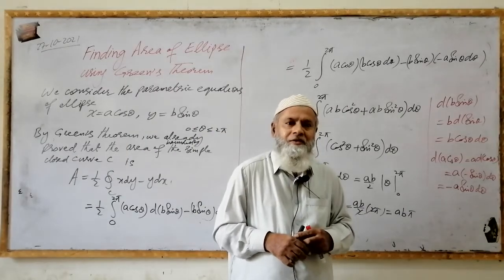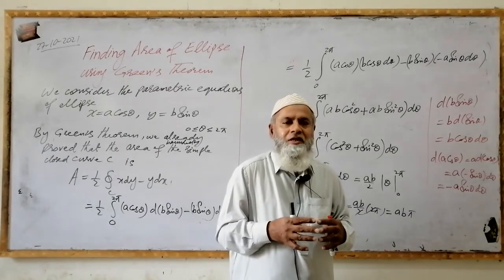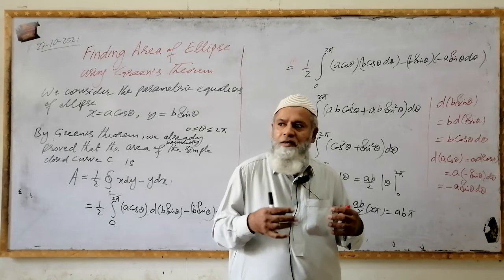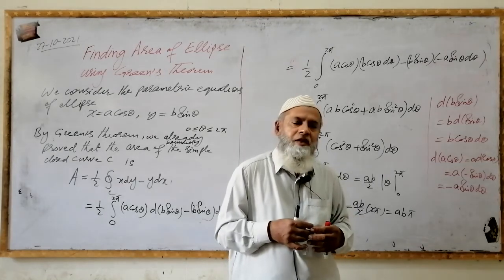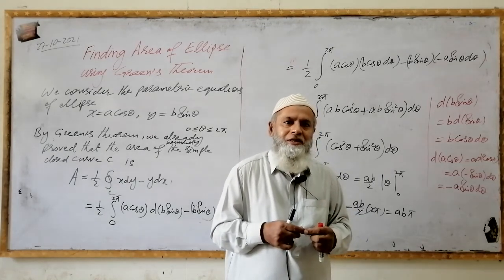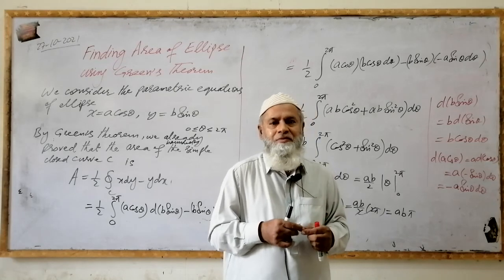Hopefully you understand, and this is how Green's theorem is applicable, and how we can find the area of the ellipse using Green's theorem conveniently. Thank you.